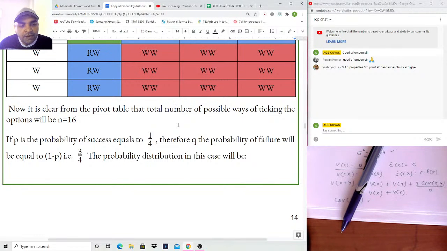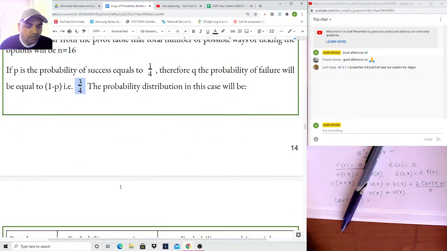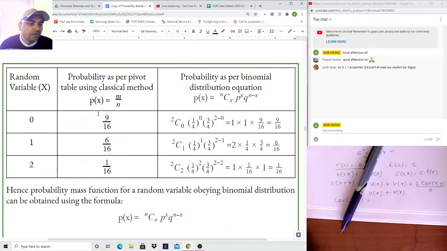And P is the probability of success. What is that probability of success? It is 1 by 4. That is, out of the total, you can succeed in 1 by 4 share. Therefore, Q is the probability of failure, which will be equal to 1 minus P, that is 1 minus 1 by 4. So it will be 3 by 4.